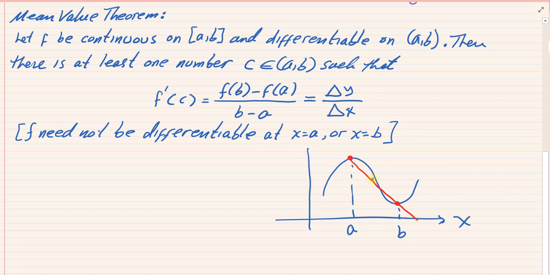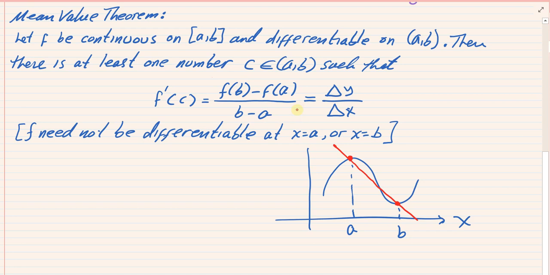So here I have drawn this line. Now this is a secant line, right? A secant line is a line that connects 2 points on the graph of a function. So the red line here is a secant line. Now, the slope of this secant line is indeed f at b minus f at a over b minus a, right? That's the slope of a secant line.